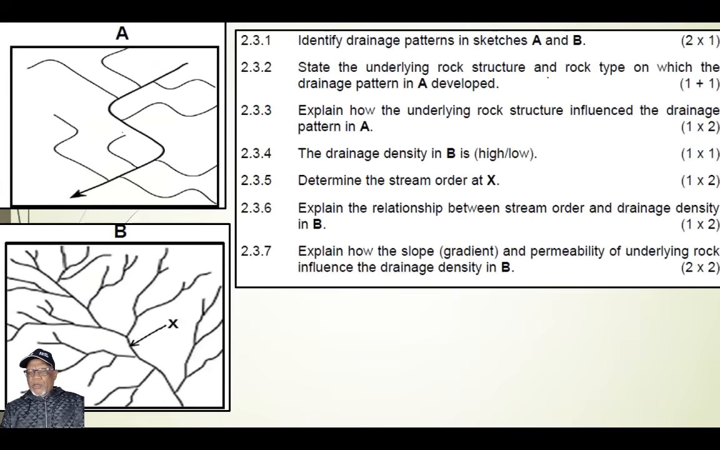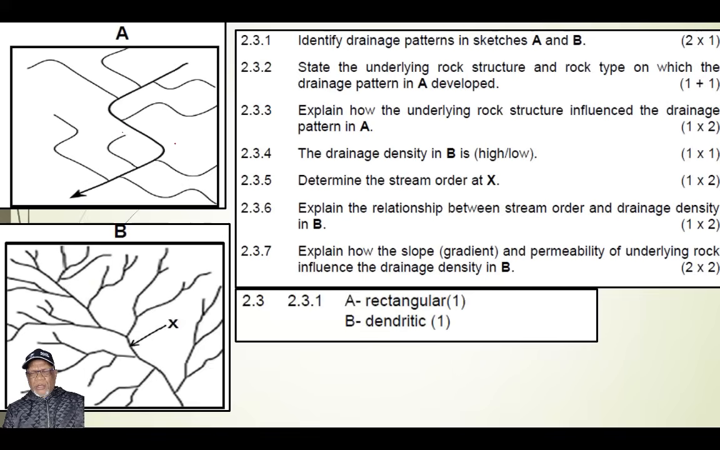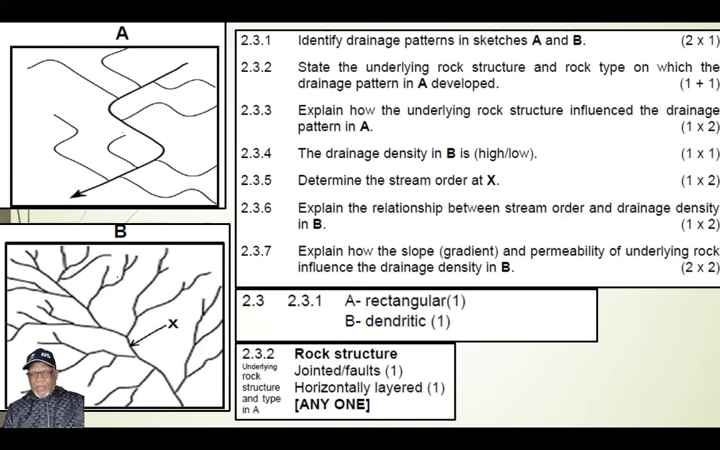State the underlying rock structure and rock type on which drainage pattern A developed. So the underlying rock here is igneous rock that is jointed. Jointed igneous rock or horizontal layered.